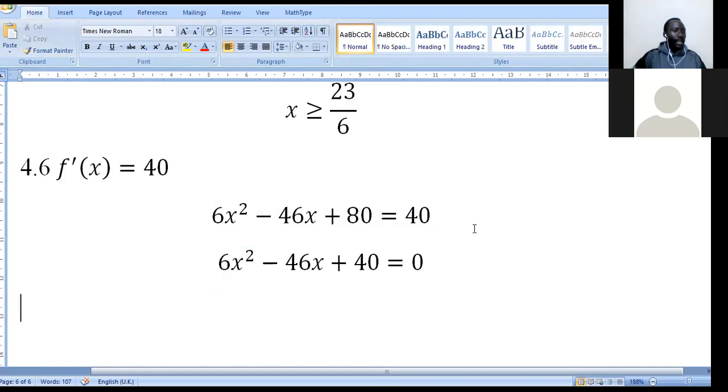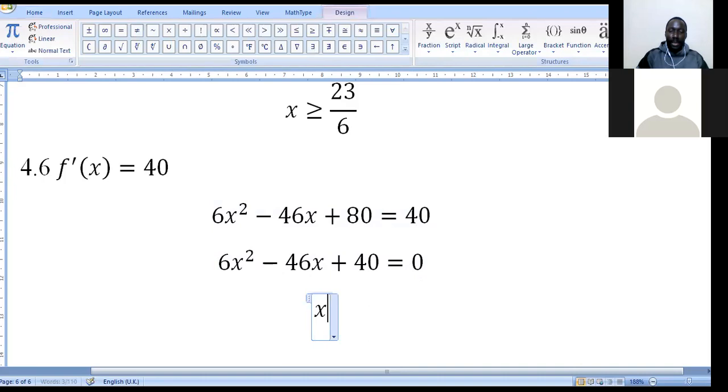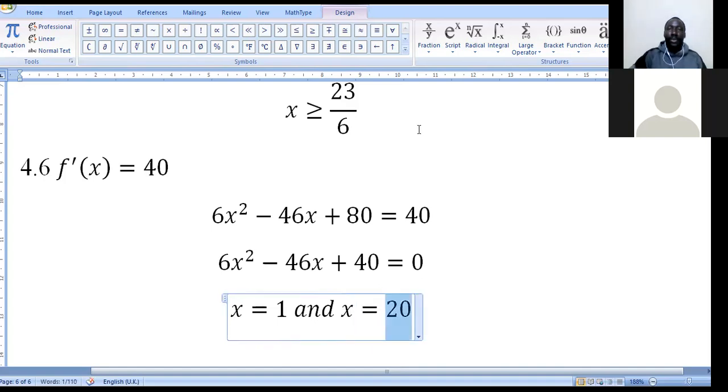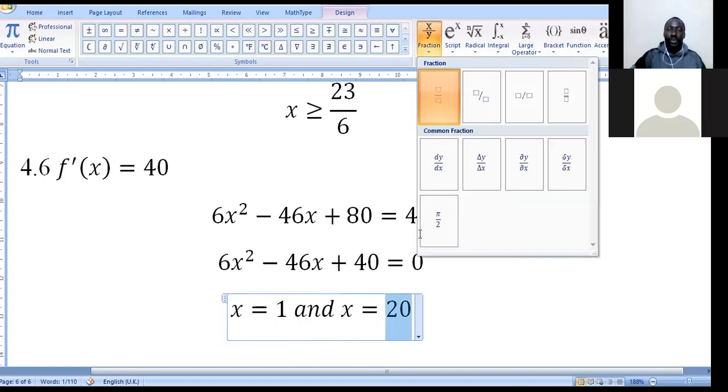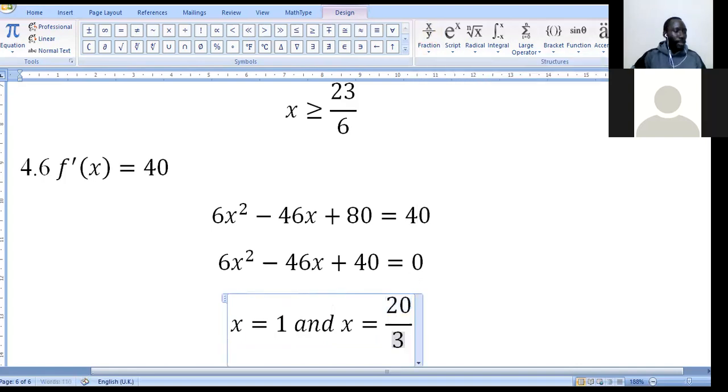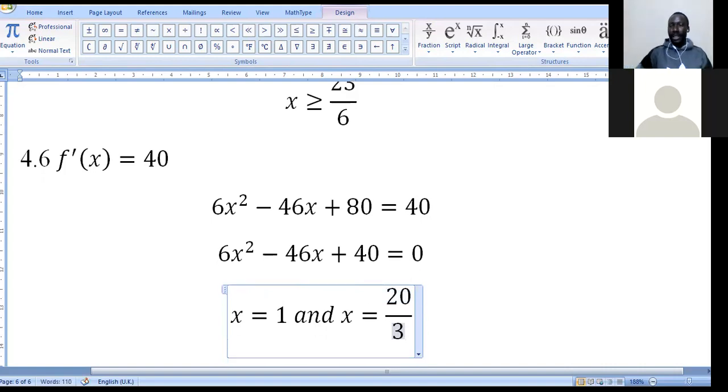the first value of x as being 1, because that is something you can now prove. And the second value of x as being 20 over 3. That's what I got. You must get that value.